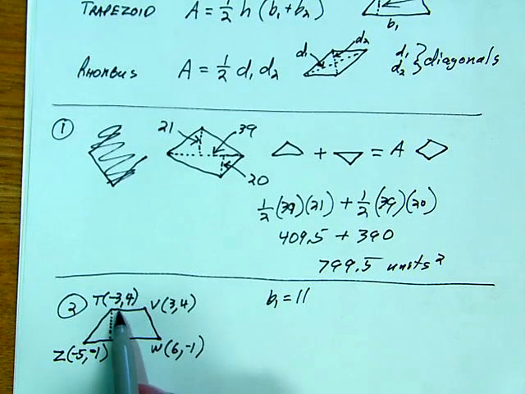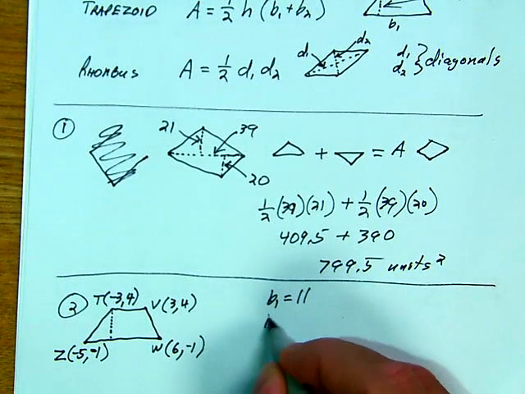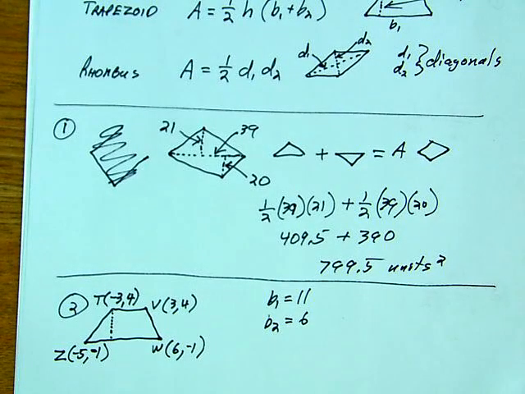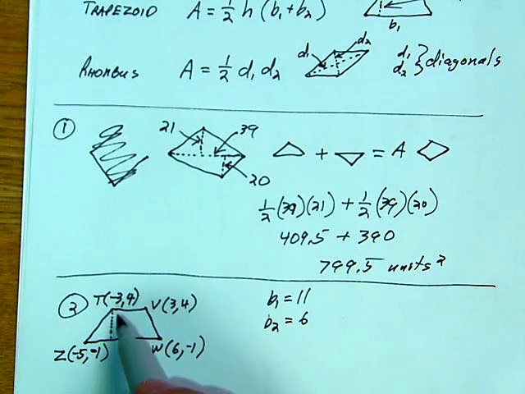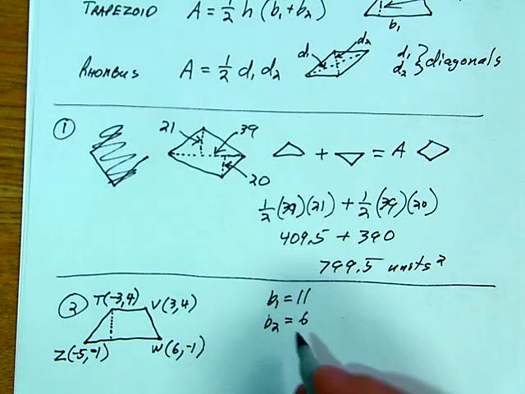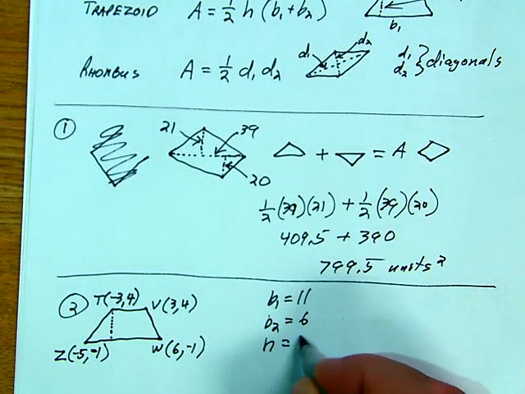Now let's figure out that top base. It goes from -3 to +3. Well, on a coordinate plane, that would be 6 units. So now we count this dotted line. Well, we're starting at 4, and we're going to -1 for the y value. So 4 down to 0 would be 4, plus 1 more would be a 5. So the height is equal to 5.